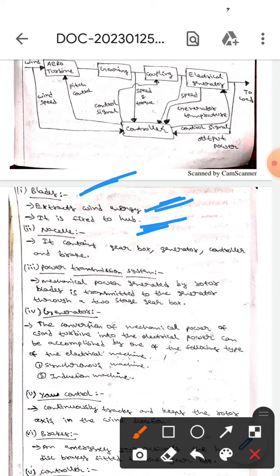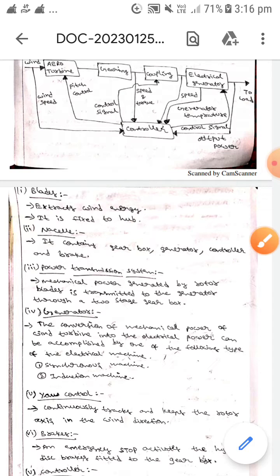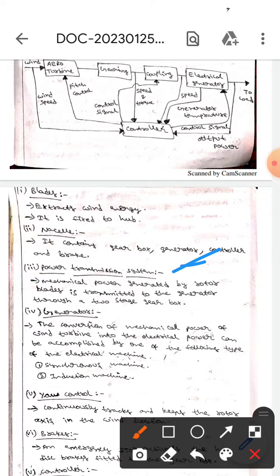The next one is the nacelle. It contains the gearbox, generator, controller and brake. The next one is the power transmission system. Here the mechanical power generated by the rotor blade is transmitted to the generator through a two-stage gearbox.